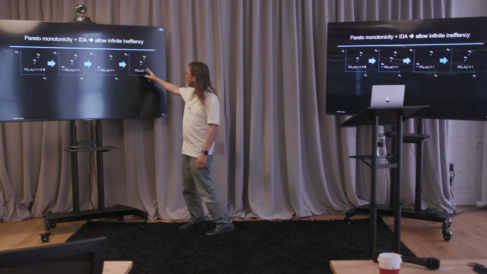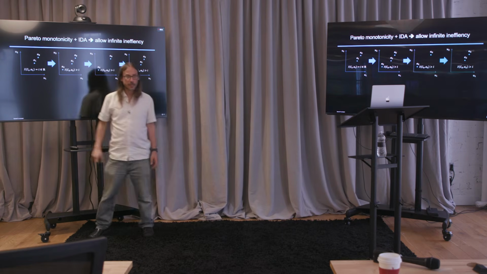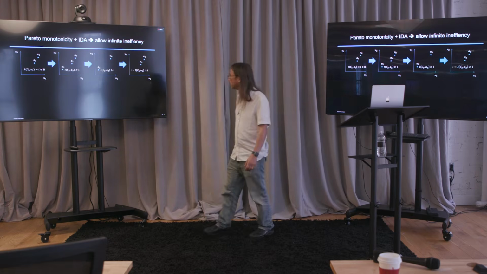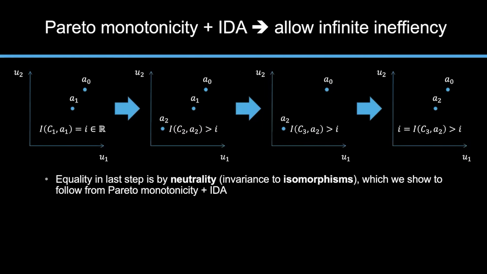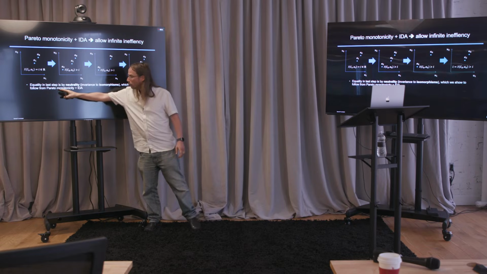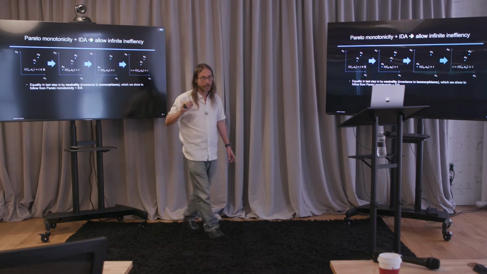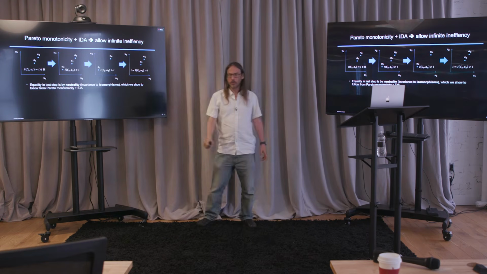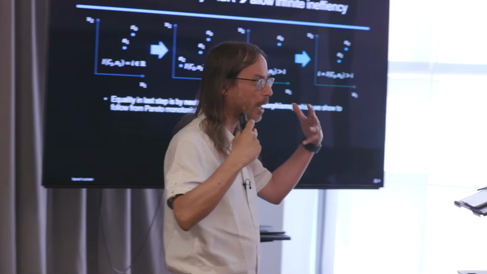But now take a look at this context and at this context. Up to the change of name from A2 to A1, we see that these are the same contexts, which means that this should have inefficiency equal I. If anyone is nervous about the last step, it is by neutrality, which means invariance to isomorphisms, that we prove follows also from Pareto monotonicity and IDA. So we got that the inefficiency of A2 here should both be I and greater than I at the same time.